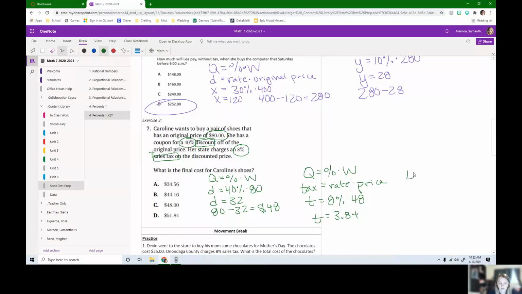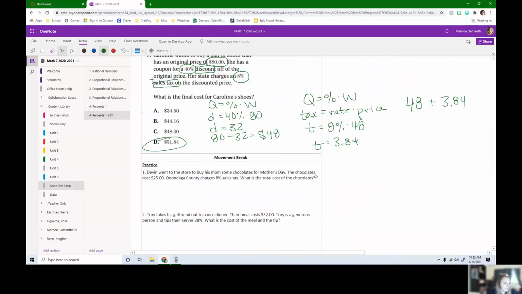So if we start with, okay, I'm paying $48 for the shoes, plus the $3.84 for sales tax, that's $51.84 for the shoes. So that is our review of sales tax, tip, and discount for today.